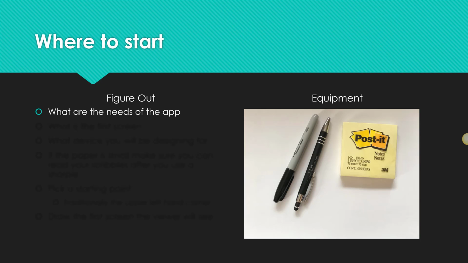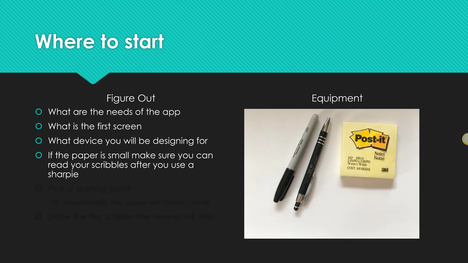Okay, so once you have the project, here are some things you need to figure out. What are the needs for the app? What is the first screen? What devices will you be designing for? If the paper is small, make sure that you can read the scribbles after you use the Sharpie. So once again, if you're working on small sticky notes, you may want to use a pen instead of a Sharpie.